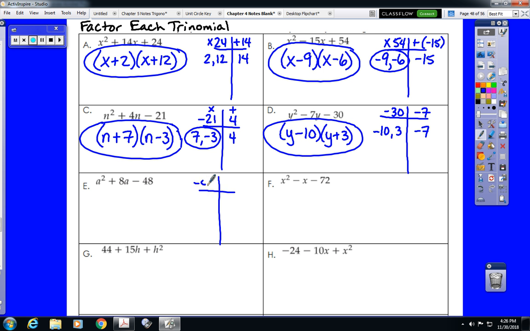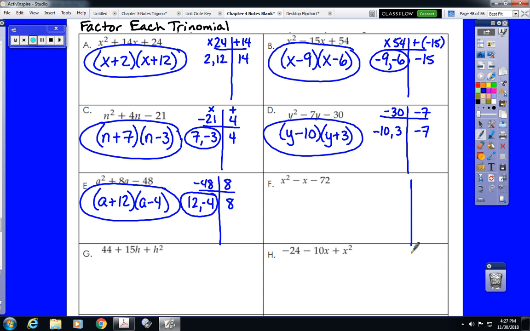Numbers that multiply to negative 48 and add to 8. It's kind of a tough one, isn't it? What do you got for me? It's not 1 and 48. It's not 2 and 24. It's not 3 and 16. It'd be 4 and 12. Positive 12, negative 4. That is what adds up to positive 8. That circle didn't really work out, so let's fix that. Positive 12 and negative 4. So a plus 12 and a minus 4.